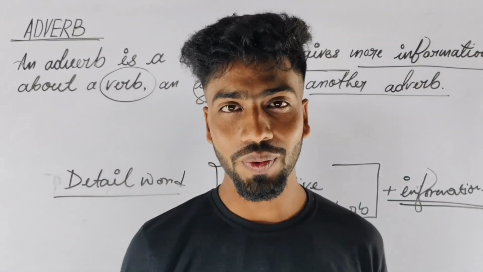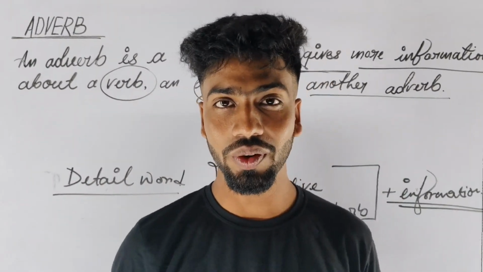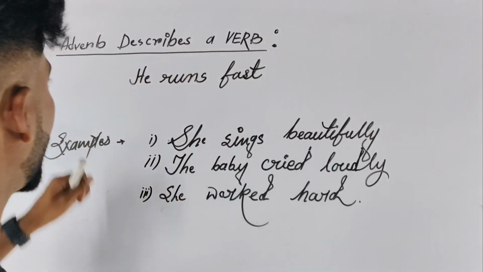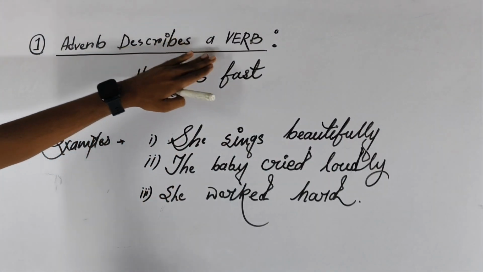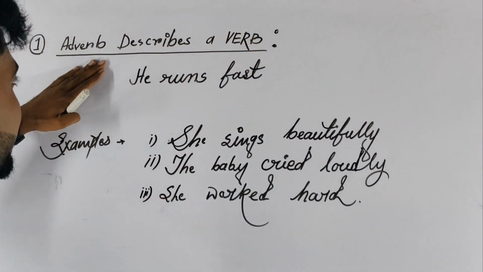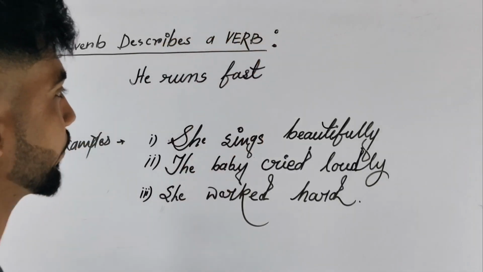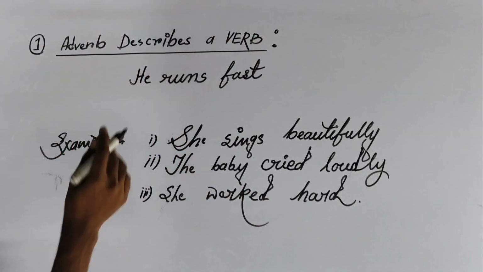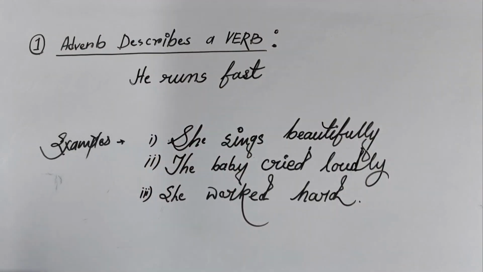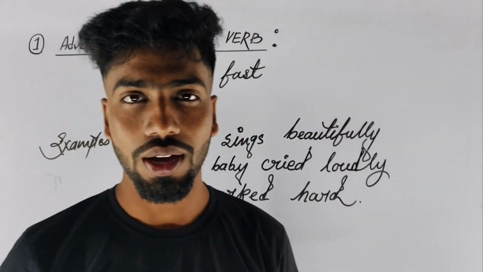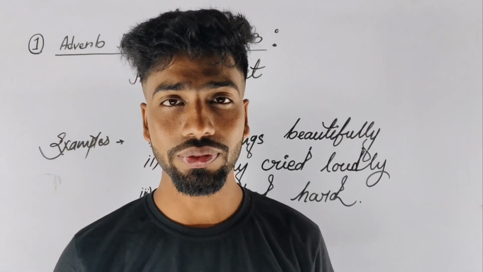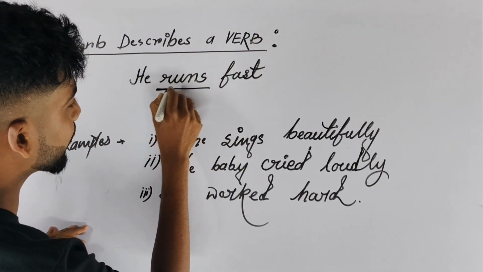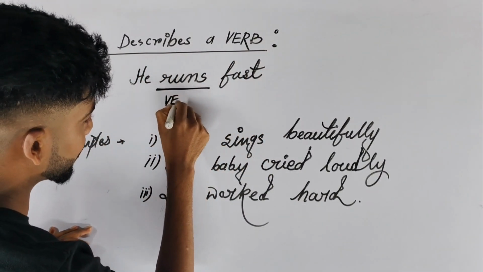Okay, now let's learn one by one. Okay, now first one, adverb describes a verb. Okay, adverb describes a verb. For example, look at this sentence. He runs fast. Okay. Now ask the questions. What is the verb? The answer is runs. Okay. The answer is runs.